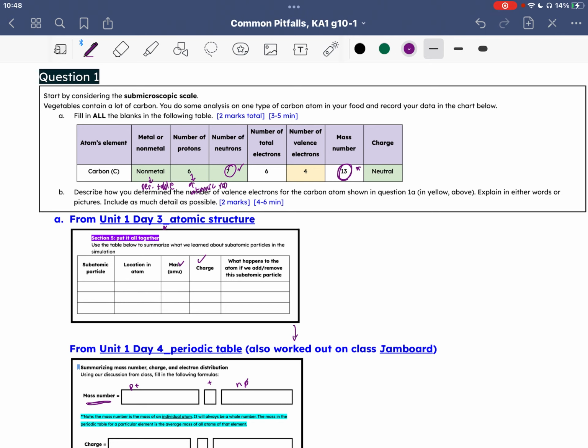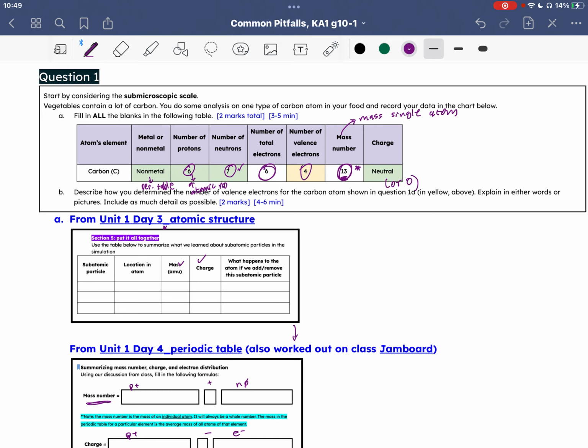Carbon can also have 6 neutrons and a mass number of 12, but in this case, the mass number, that's the mass of a single atom. This atom that we had happened to have a mass number of 13, so the number of neutrons was 7. I gave you number of total electrons, and so I'm going to do charge first. Charge, we learned, was protons minus electrons, so proton 6 minus 6 equals neutral, or 0.